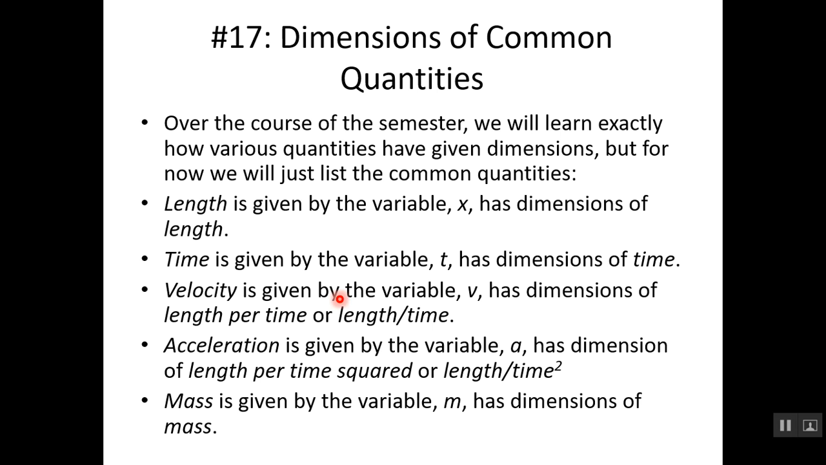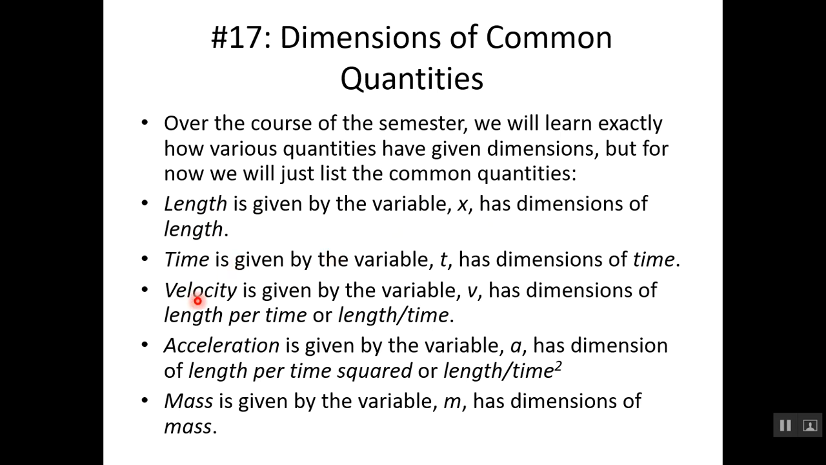So to do this, you have to know a few things here. The reason why these things are, we'll figure out next week. But for now, I'm just telling you what they are. So length is given by the variable x. X is really something called distance or displacement, but just think of it as length, right? So whenever you see an x, think of something that has length to it, and that's how it works.